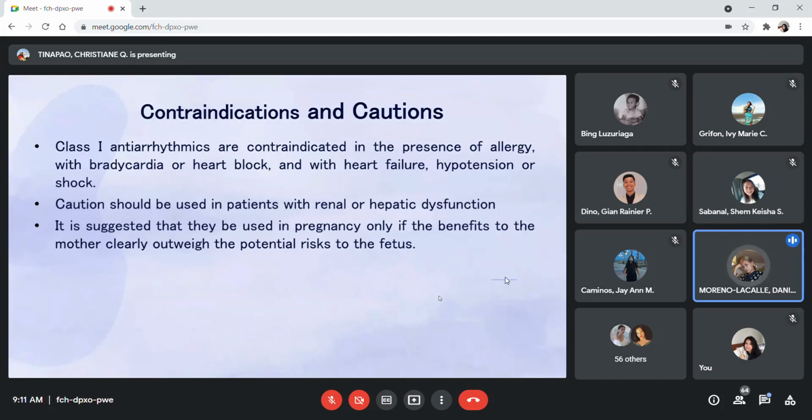Or this could interfere with the biotransformation and excretion of these drugs. Okay, next slide, please.